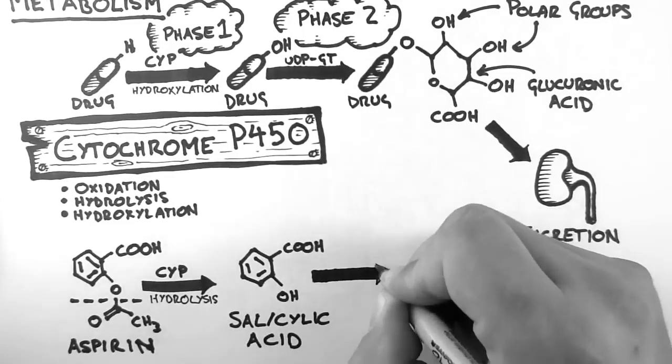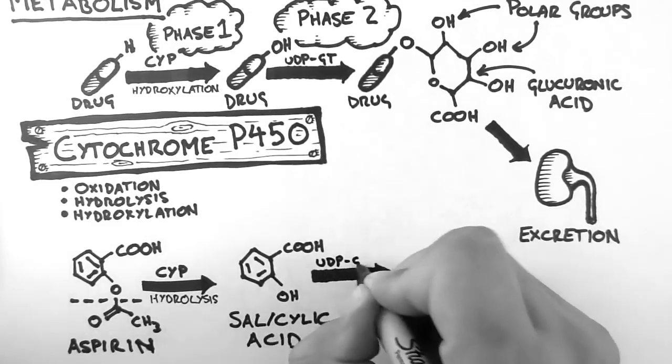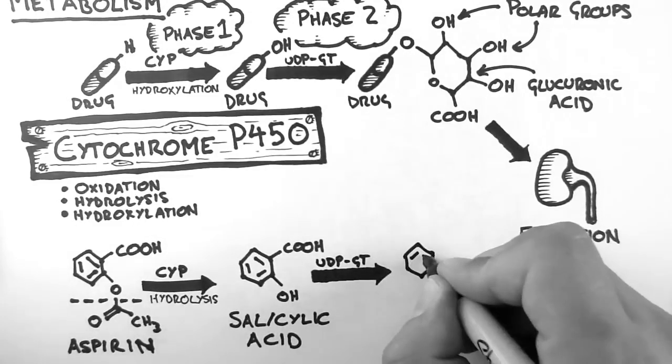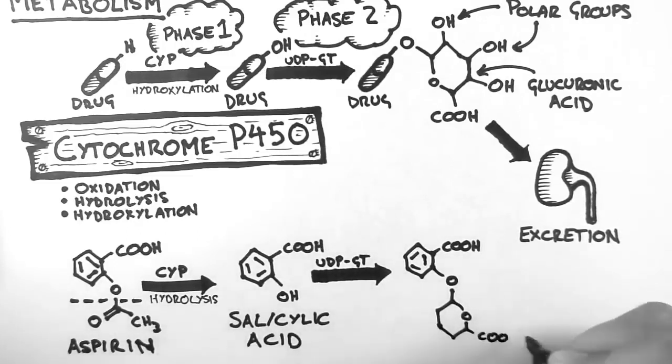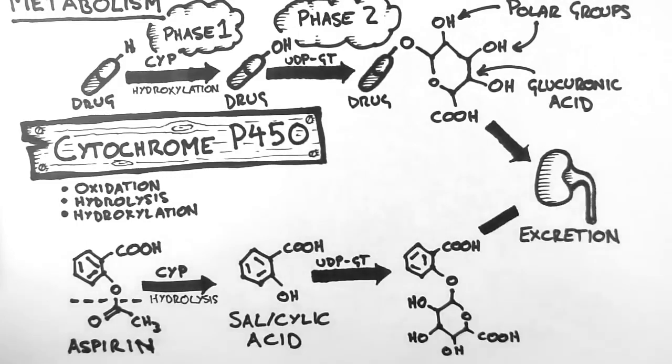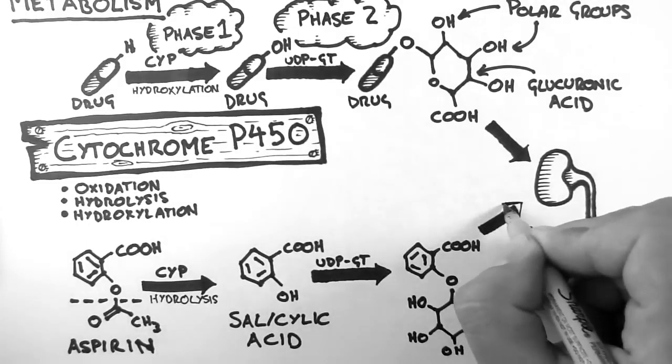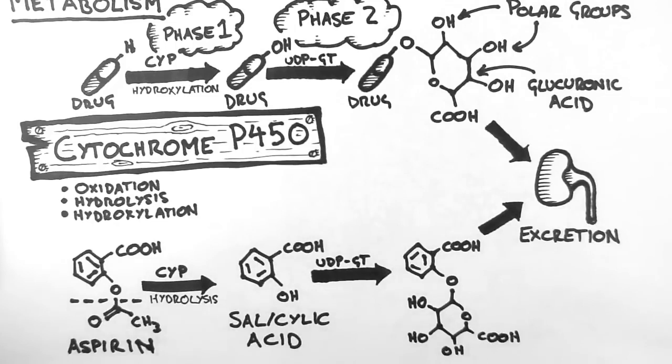Salicylic acid can then be acted upon by UDP glucuronyl transferase to attach the glucuronic acid group in place of the hydroxyl group. Now the product can easily be excreted by the kidneys. And that's an overview of the metabolism of drugs. In the next pharmacokinetics tutorial, we'll talk about the excretion of drugs and drug metabolites.